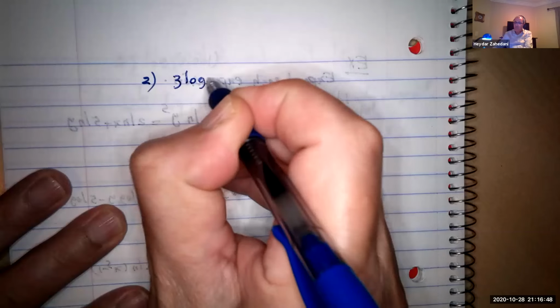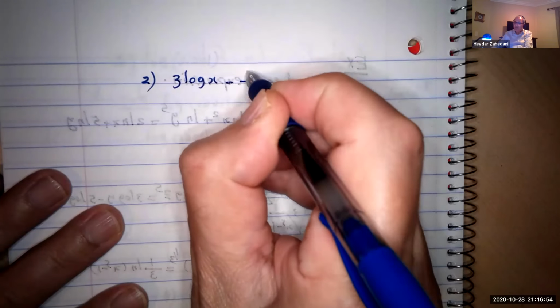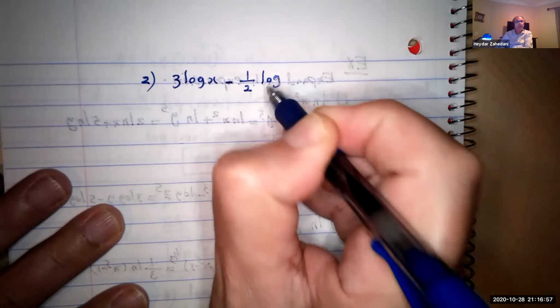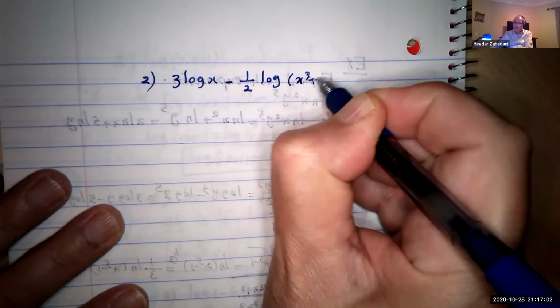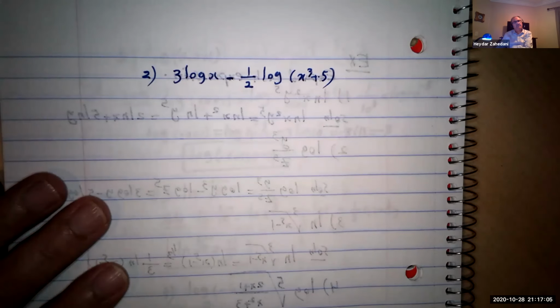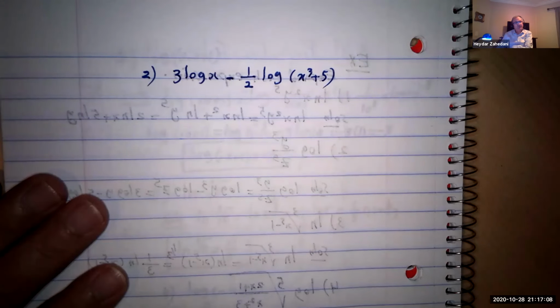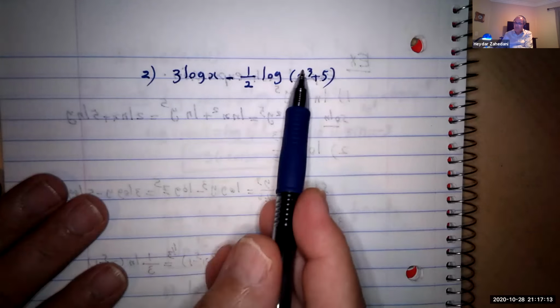So let's give you something with the difference. You see this one? You may be given 3 log of x minus 1/2 log of x cubed plus 5. You see? You want to switch it into a single log. So you have to move these numbers up first.